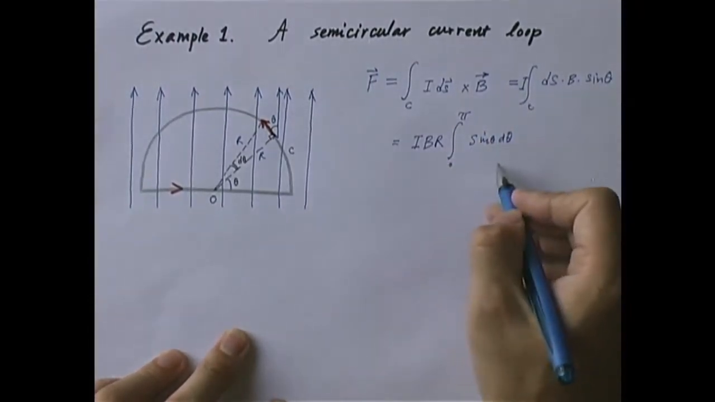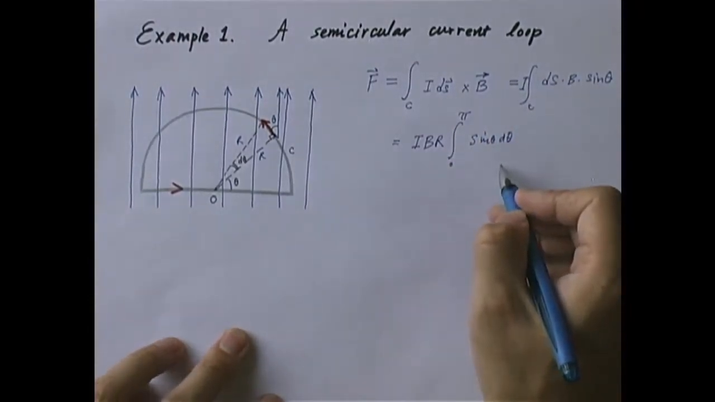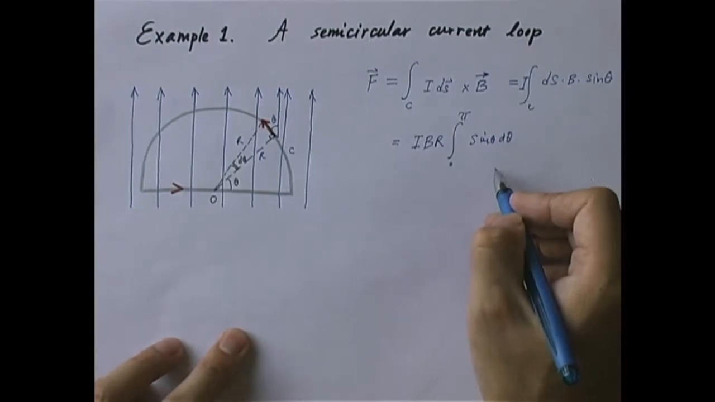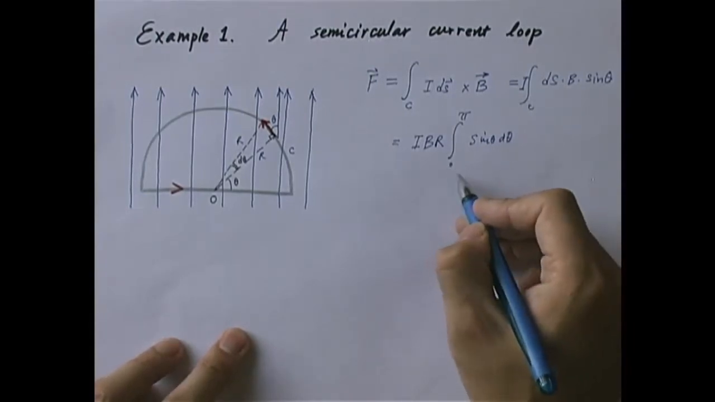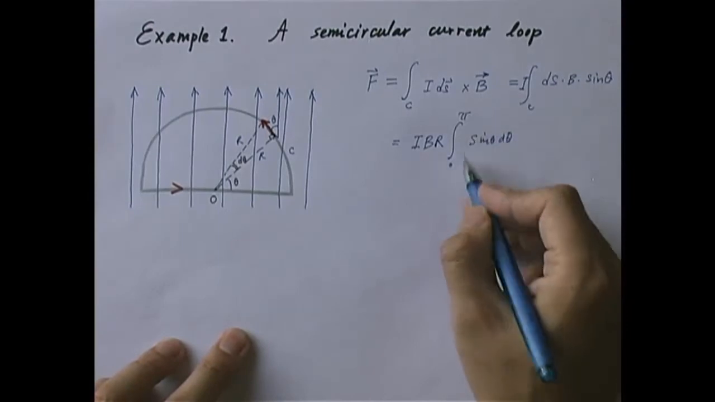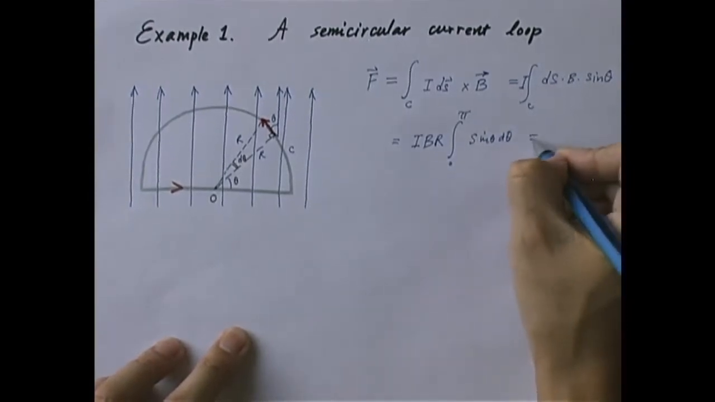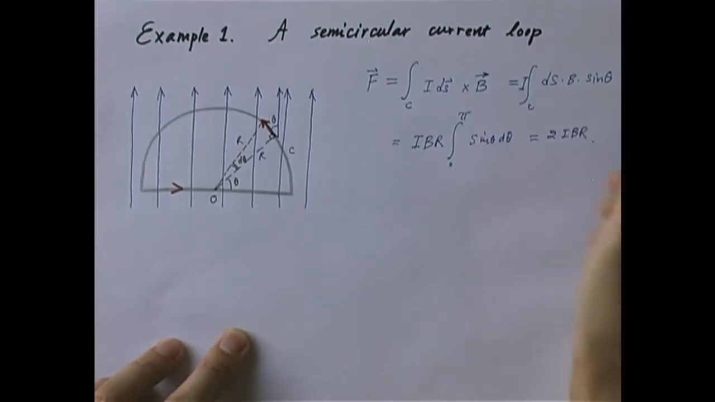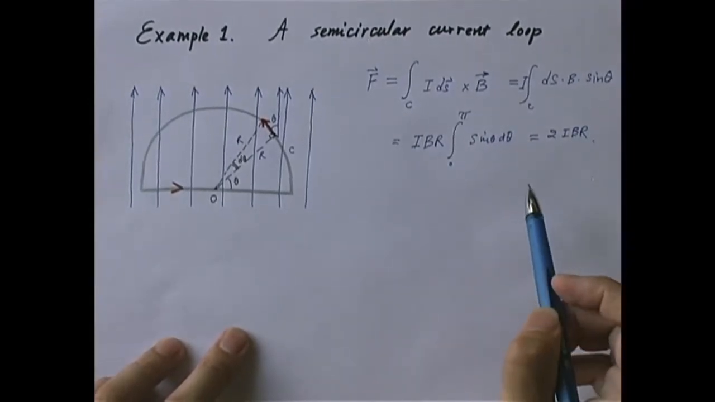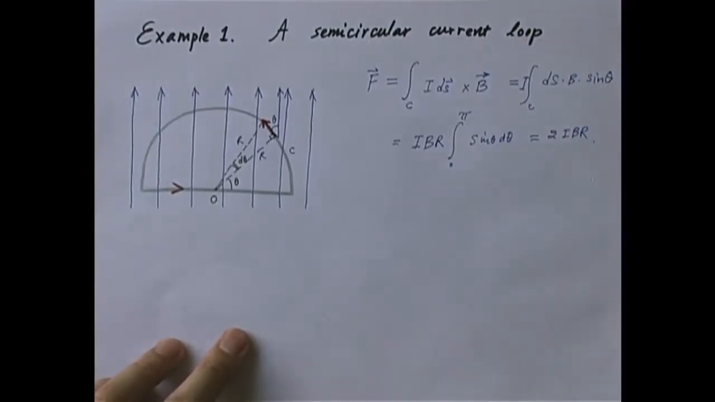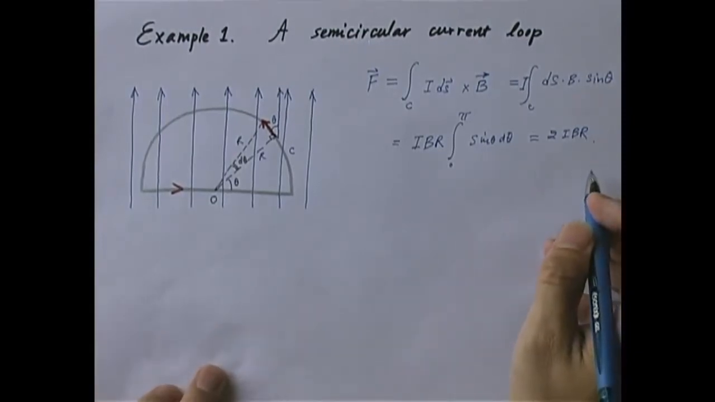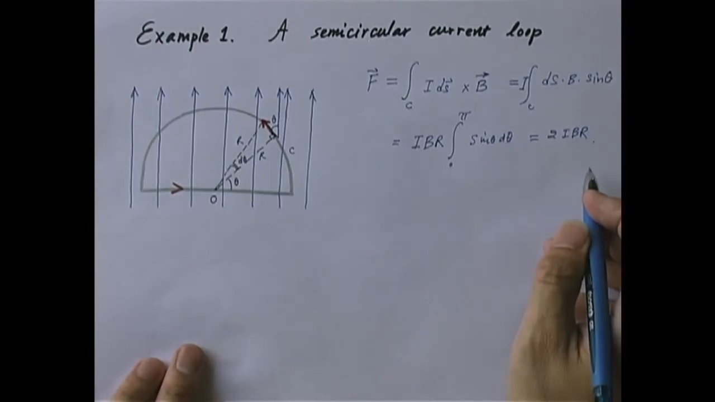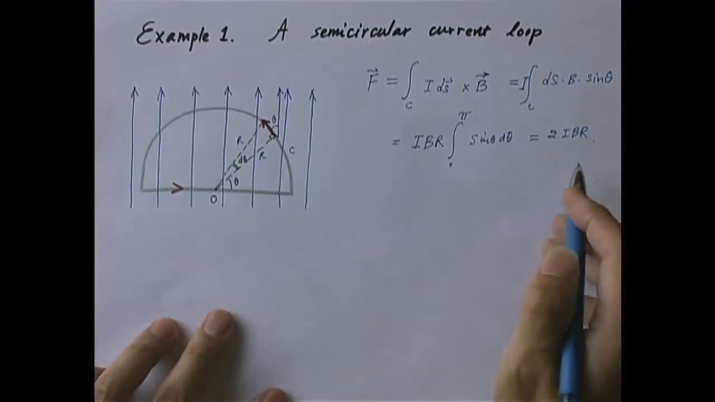What's the integral of that? Well, it's easy to work out: it's just negative cosine theta, and going from 0 to pi, you find the answer to be 2. So this really is just 2IBr. That is a recount of how the textbook treats this problem, which of course is correct. However, there is an easier way to do it. It's not in the textbook, but there is definitely an easier way.